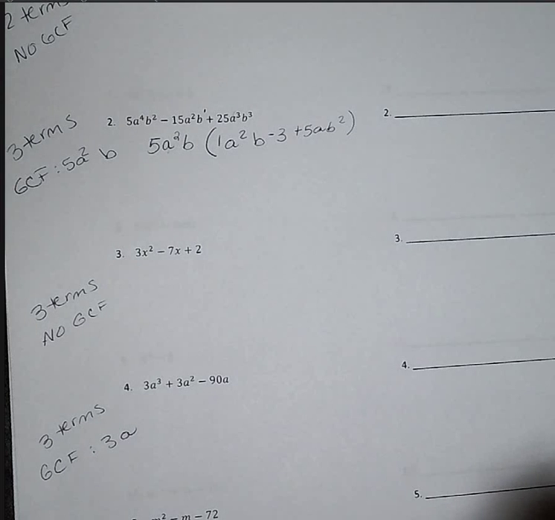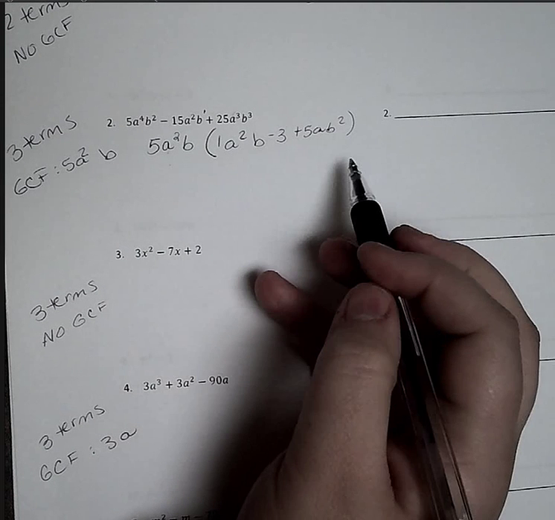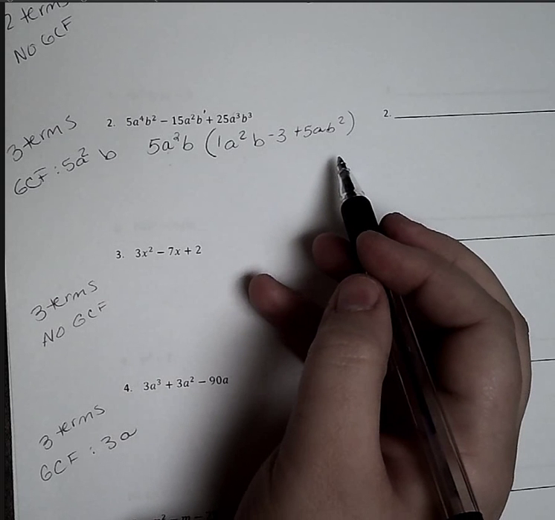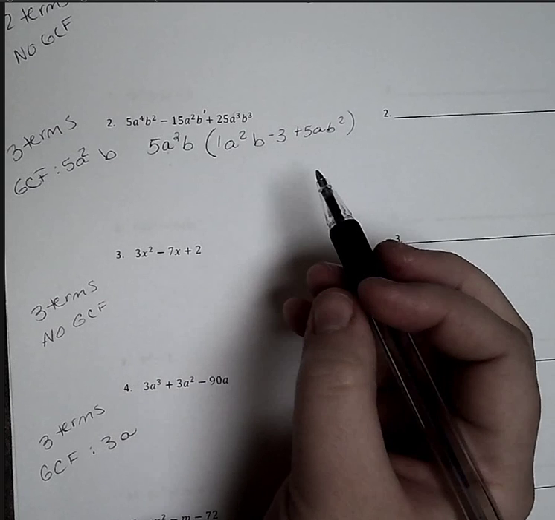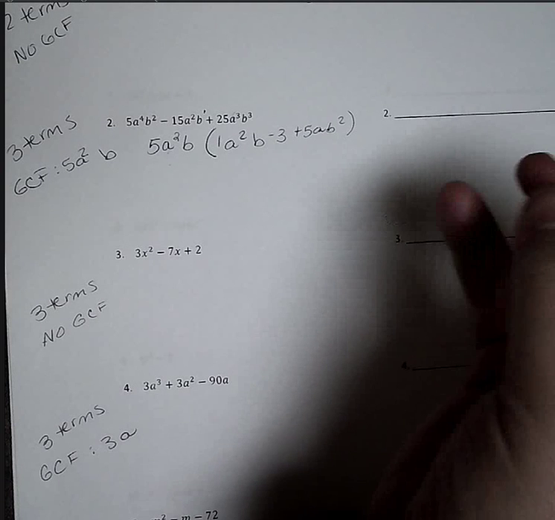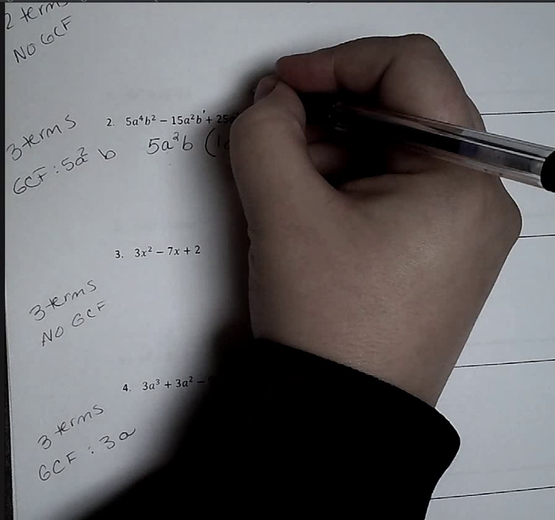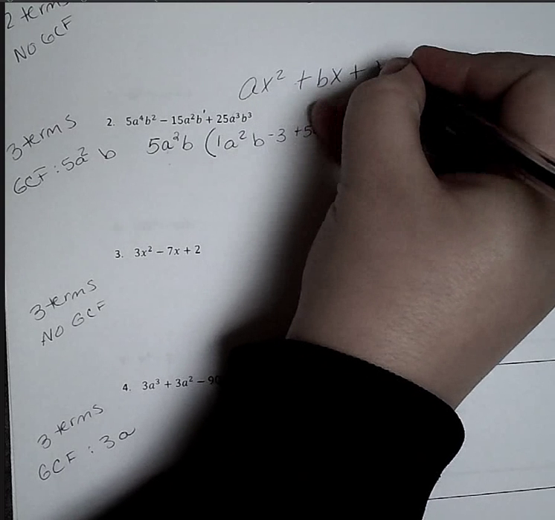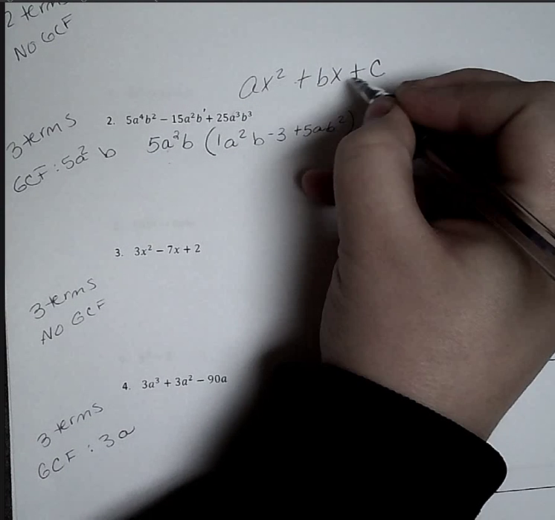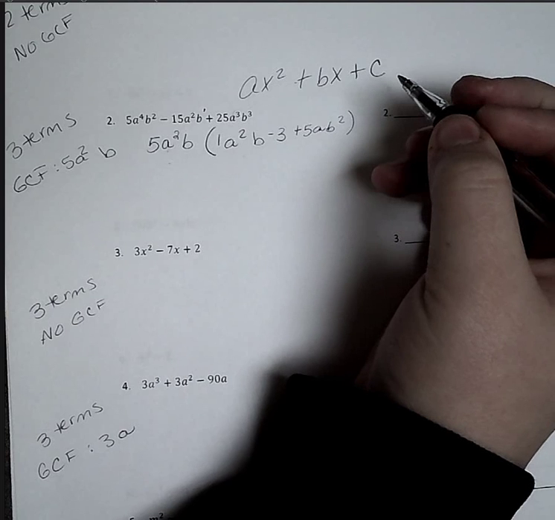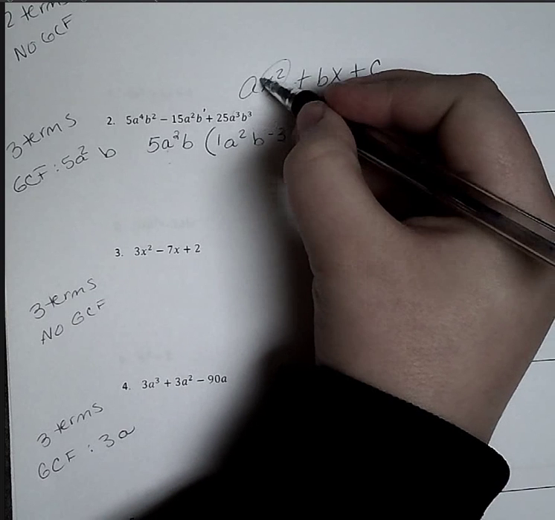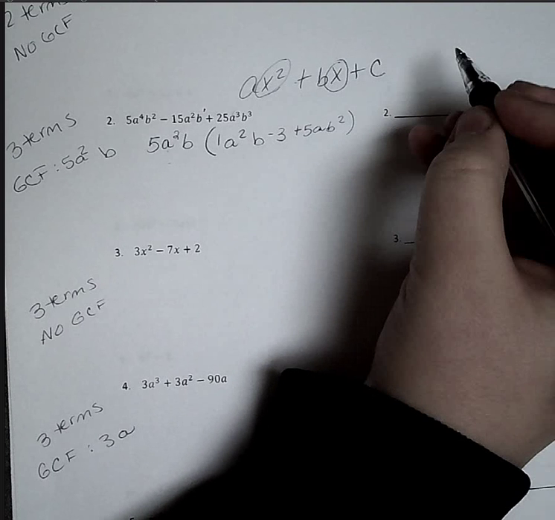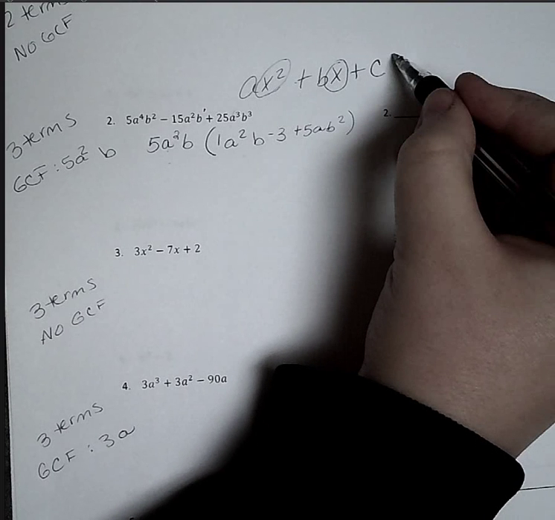So far this is what we have. Next we look inside of the parentheses, and we still have 3 terms, but here, in order to use the AC method, it has to be in the form ax squared plus bx plus c, where a, b, and c represent just regular numbers. And you have to have a variable squared, then just one variable to the first power, and then no variables.